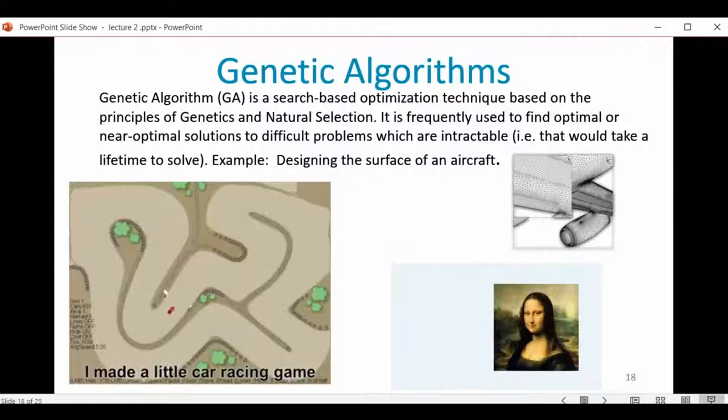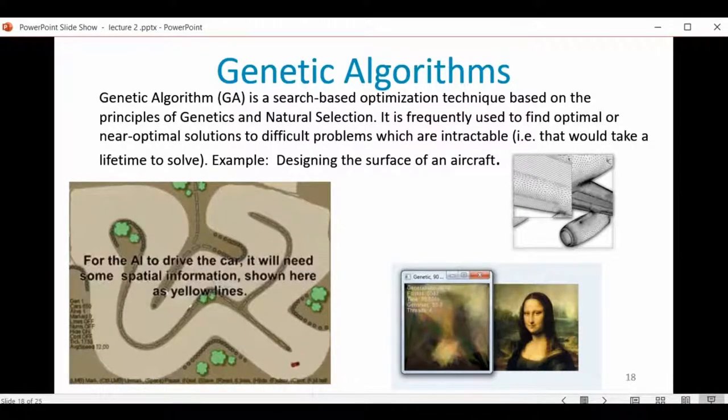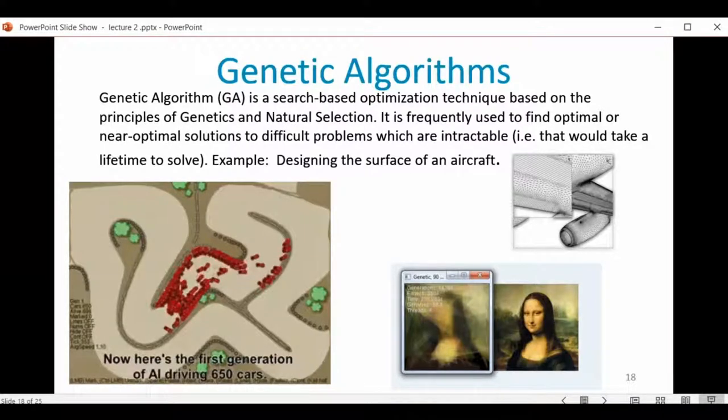Another type of approach is genetic algorithms. They're called so-called genetic algorithms because they're based on the principles of genetics and natural selection. There are a lot of interesting problems it's been used to solve, which are generally intractable, i.e. it would take a lifetime to search the solution space to find the optimal solution. For example, in more practical problems like the design and rendering of models of aircraft.